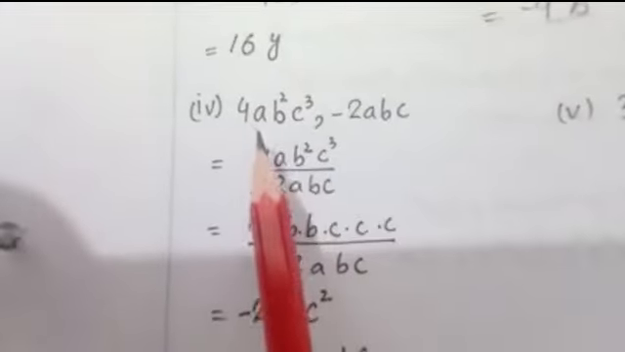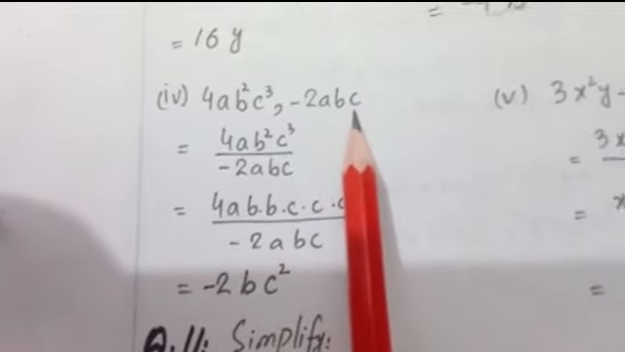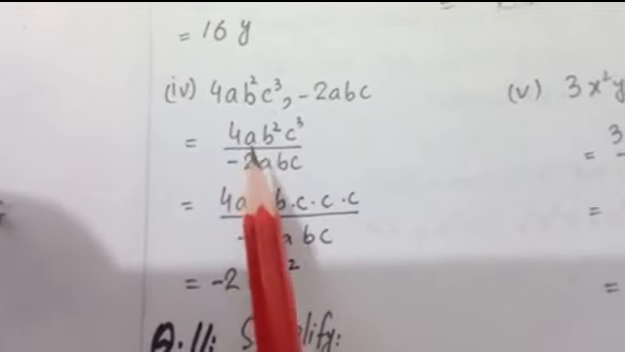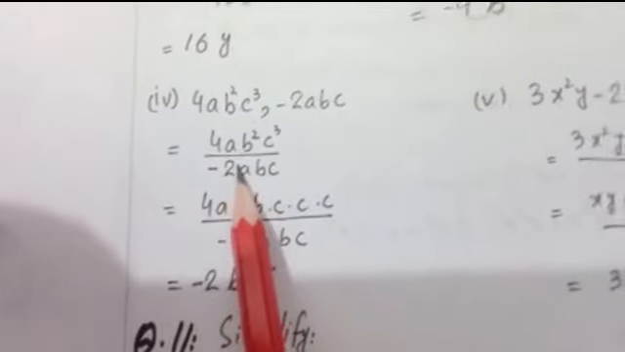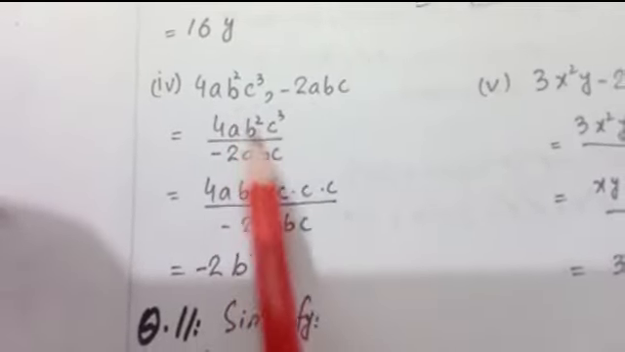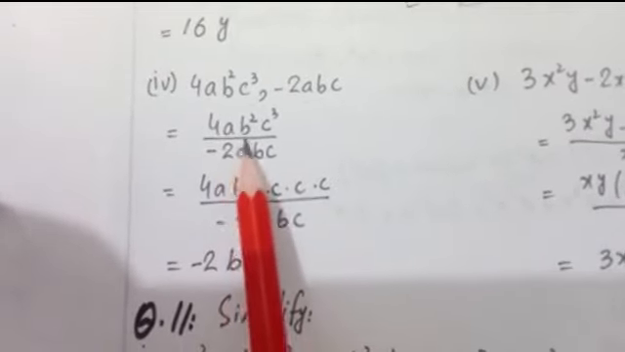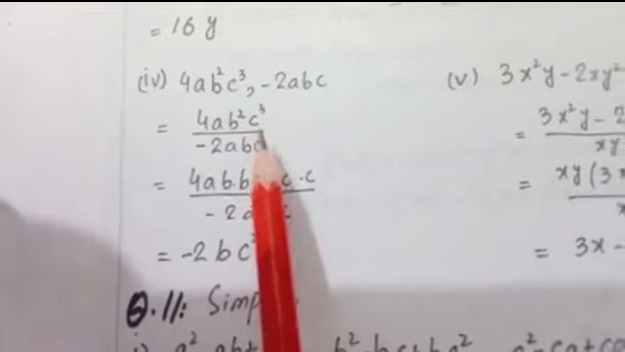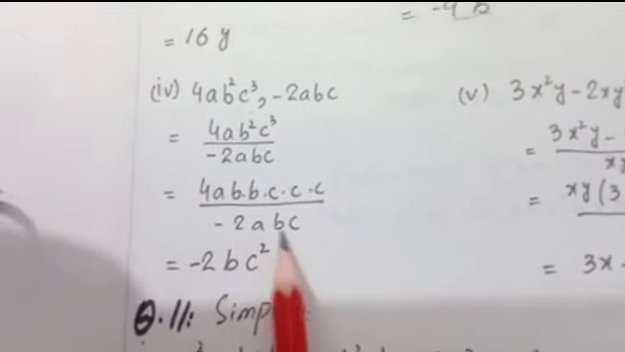Okay, fourth part of this question, 4ab^2 c^3 and second term is minus 2abc. Write these two terms in the fractional form. Write first term as numerator and second term as denominator. Now expand these expressions. b^2 means 2 times b and c^3 means 3 times c, divided by minus 2abc.